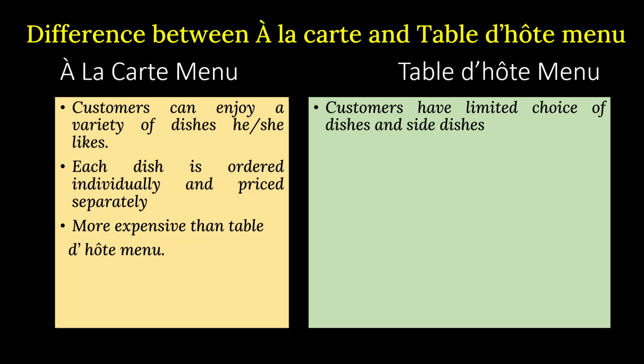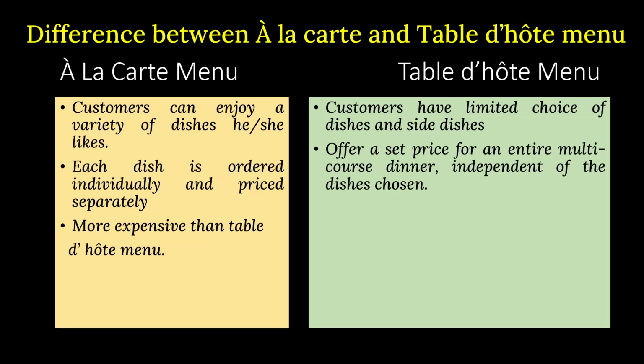In case of table d'hote, customers have limited choice of dishes and side dishes because there you are getting a set course with limited number of choice within the course. So naturally your option is less. Offer a set price for an entire multi-course dinner independent of the dishes chosen. So whether you consume the entire menu or not, you have to pay, say, 2000 rupees for example. You have to pay 2000 rupees if it is the price set for that.